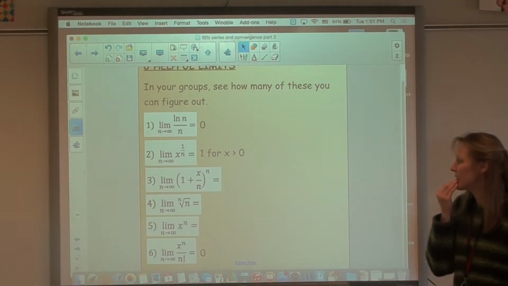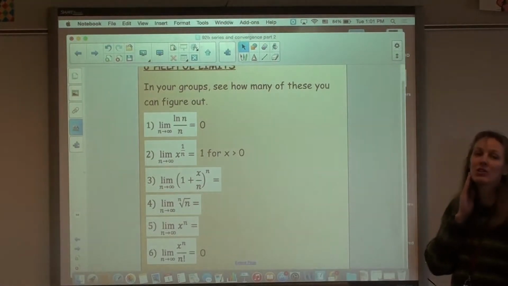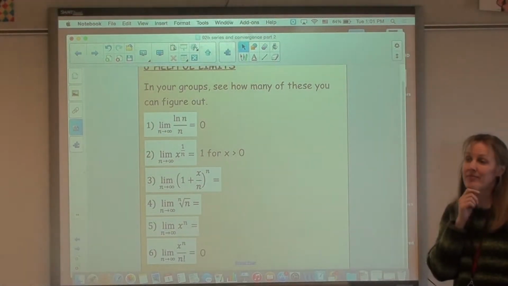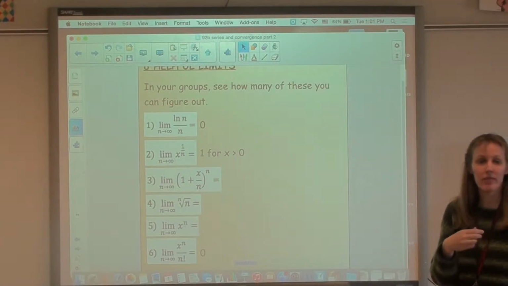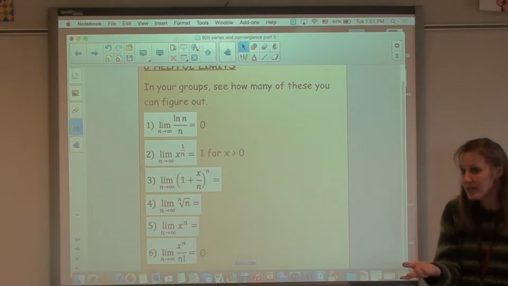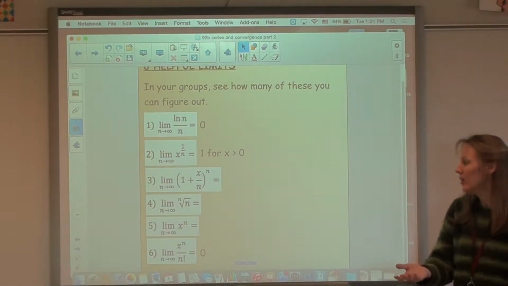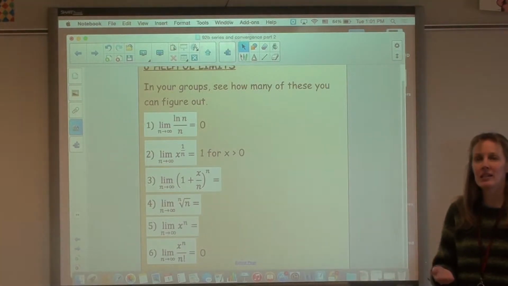All right, any other quick ones? 5. Did anyone get a quick answer for 5? It's okay, shout it out, don't be afraid. Infinity, right? Did anyone else get infinity? Okay, that is a correct answer if your x is what? Greater than 1.